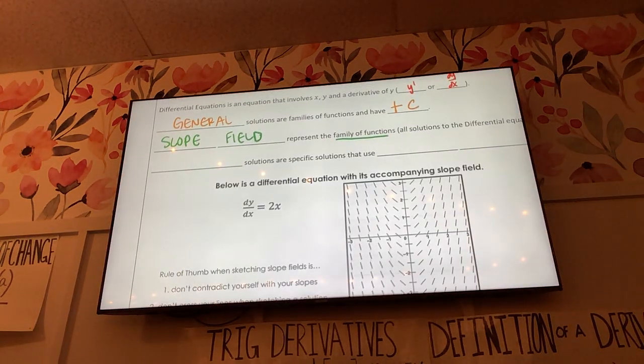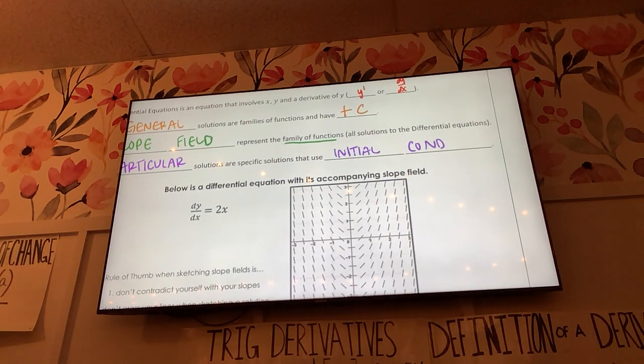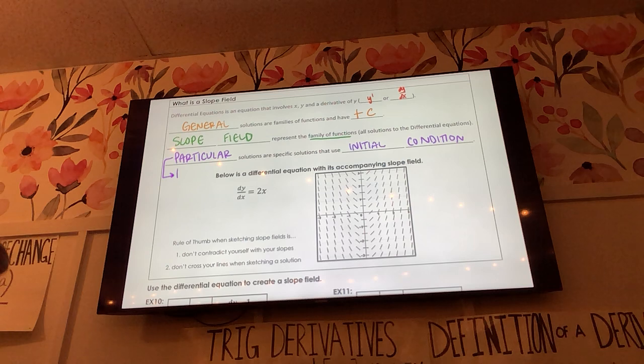So the slope field is going to represent the general form, and then if you wanted to find the particular solution, you need to be given some sort of initial condition, so you can find C. So the particular solution is when you're given some kind of initial condition, you plug that in, you find C, like you did on the homework quiz.